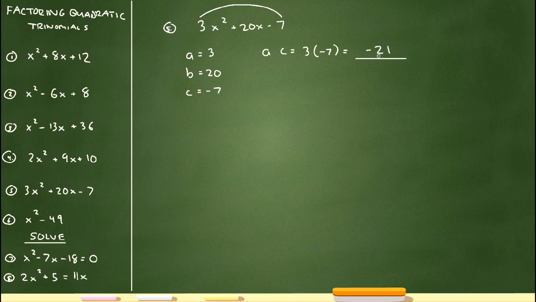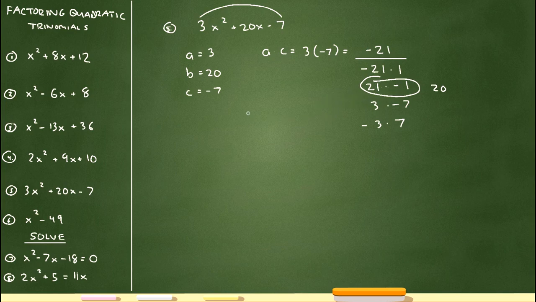Now the factors of negative 21 would be negative 21 times positive 1, or a positive 21 times negative 1. We also have 3 times negative 7, or negative 3 times positive 7. Now we're looking for the factors that will sum to a positive 20. So this would be negative 20 if we added those, and this here is 20 if we add these together. So those are the factors we want.